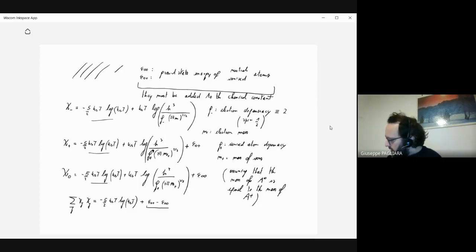And this quantity here will be called I, where I is the ionization energy. The ionization energy is the difference between the ground state energy of ionized atoms and the ground state energy of the neutral atom. And it's called ionization energy for clear reason. Okay. Then we have to deal with these terms.